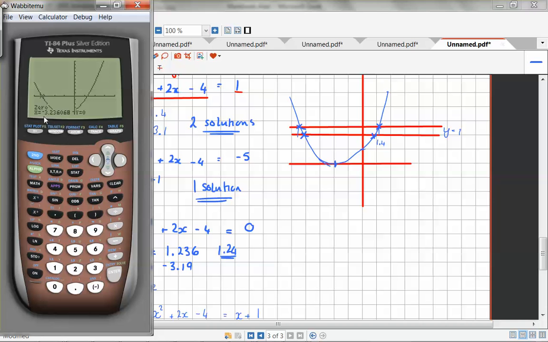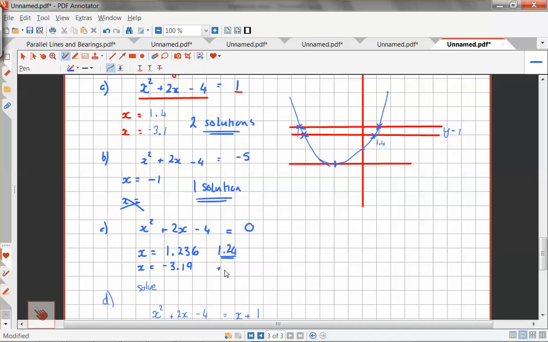I think it's negative 3.236. That's what I said. That's what we said. Oh, but I got the same answer. So it should be negative 3.24. So whoever said 3.19, sorry, no. Okay?